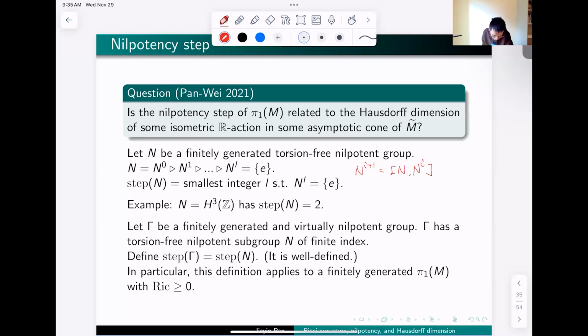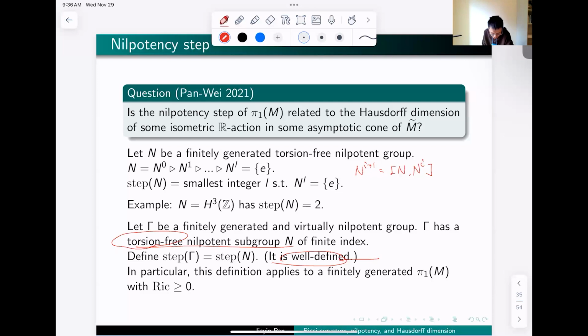So if our fundamental group is a finitely generated and virtually nilpotent group, then you can always find a torsion-free one inside it with finite index. And then you can use that torsion-free one to define the step of your larger group, and it is well defined. So this is partially why we require it to be torsion-free, all right? If you don't take a torsion-free one, then you're not going to well define the step for a virtually nilpotent group, right?